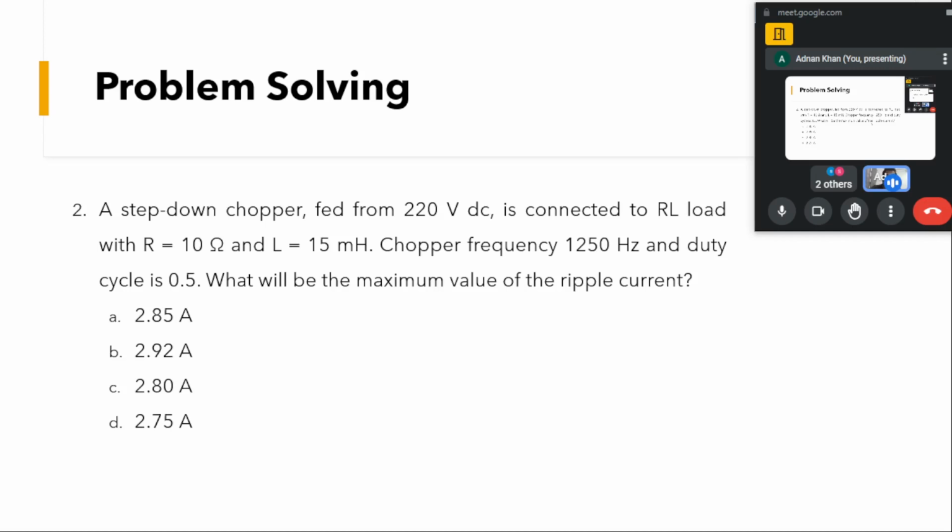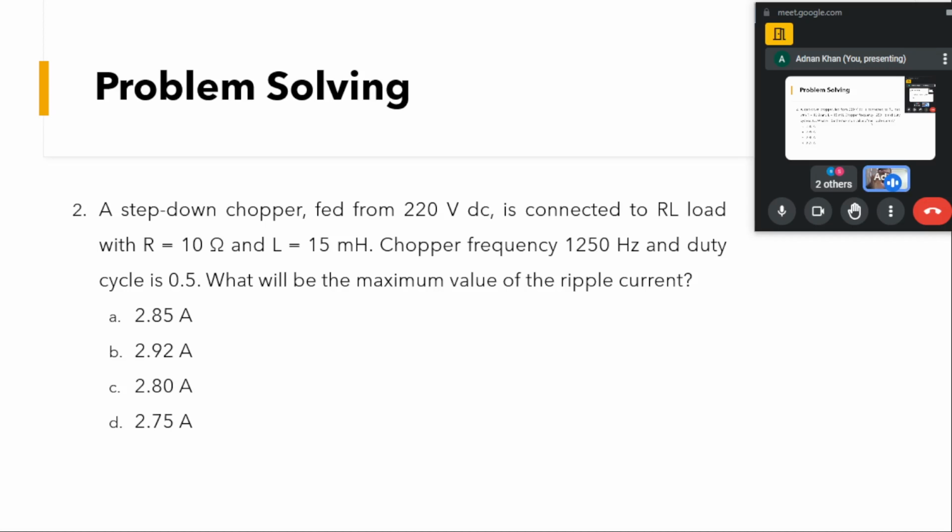Also given is that the chopper frequency is 1250 hertz. What is this chopper frequency? Chopper frequency is the switching frequency of our device, the frequency at which we are turning on and turning off our devices. The duty cycle is 0.5, which means our switch is turned on for half the duration and turned off for the other half. What we have to calculate is the maximum value of the ripple current.